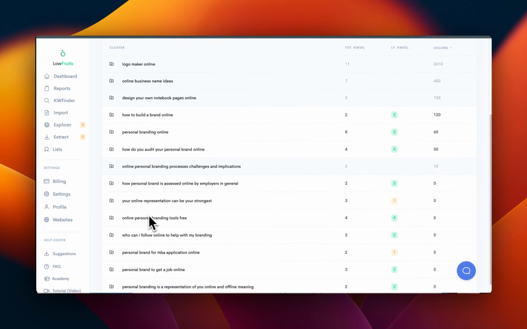Let's see, online personal branding tools for free. So if you wrote this one, I would say, how to build a brand online and how to audit, you could probably throw in this word. So the key here is that you want to take the highest volume article you're going to write, and you'll link down to these sub pages, and those sub pages will also link up. They'll link towards each other here.